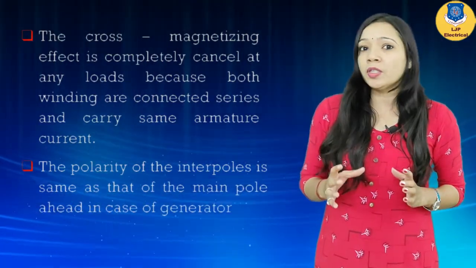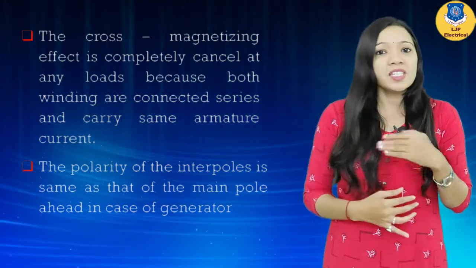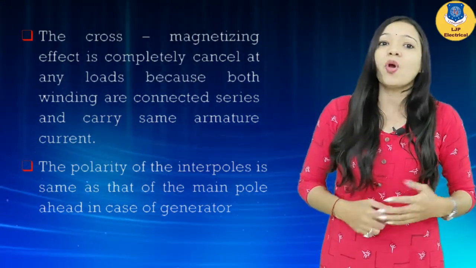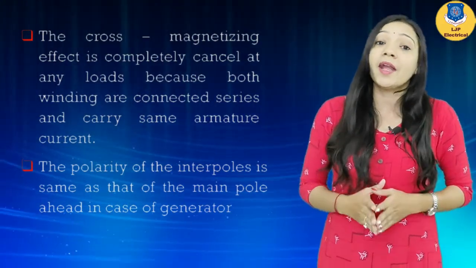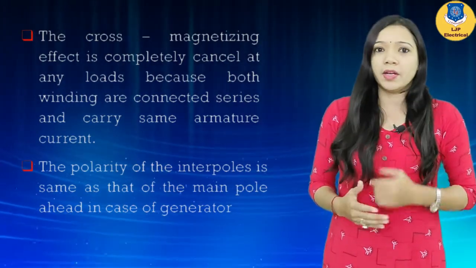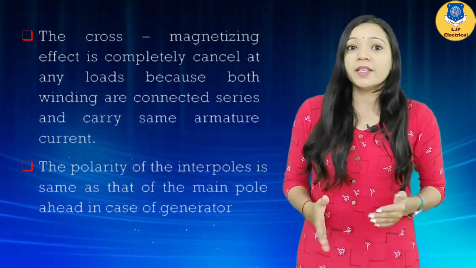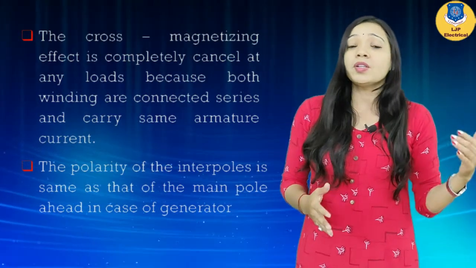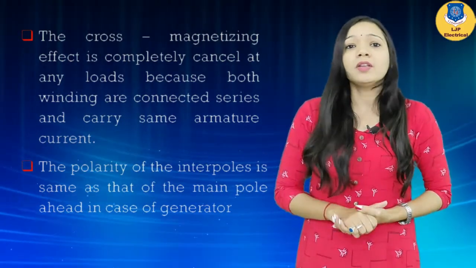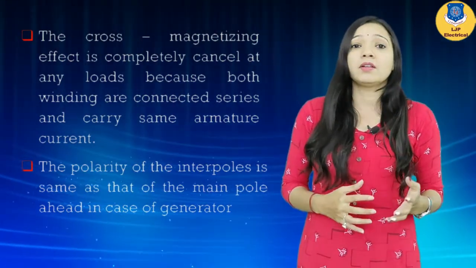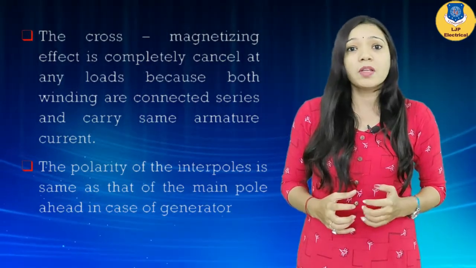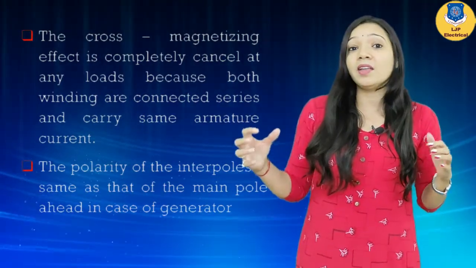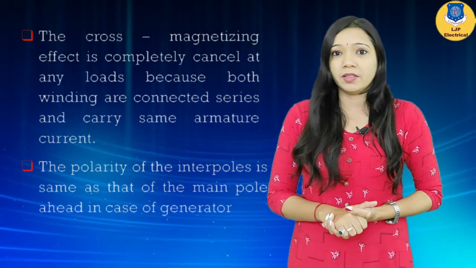The interpole winding is connected in series with the armature winding, and the direction of current in the interpole is such that it is opposite to the armature conductor, so it can cancel the cross magnetizing effect of the armature conductors.